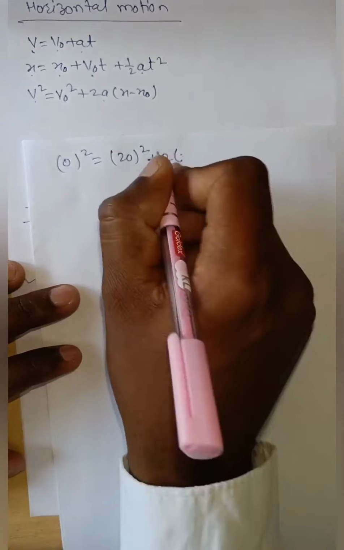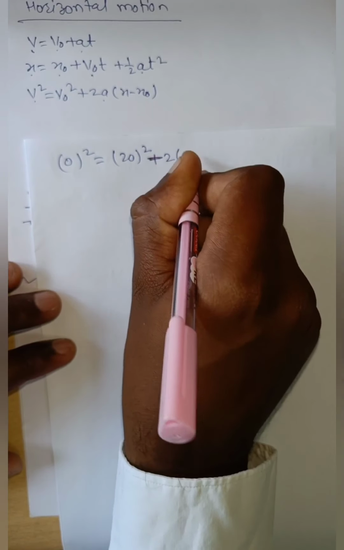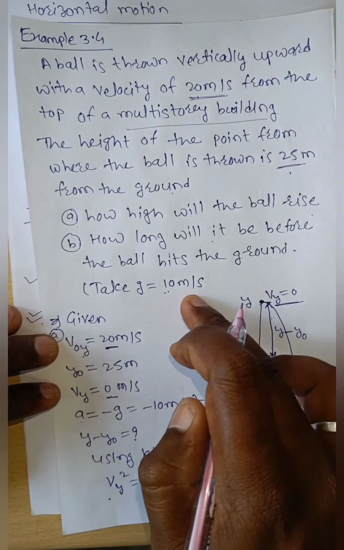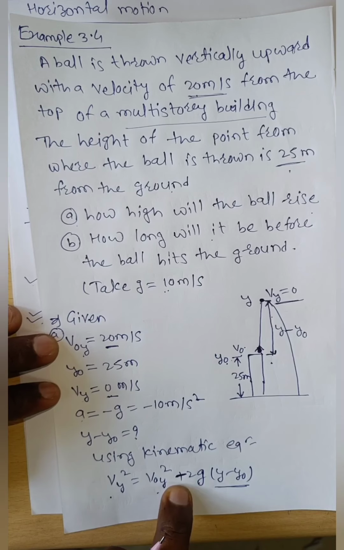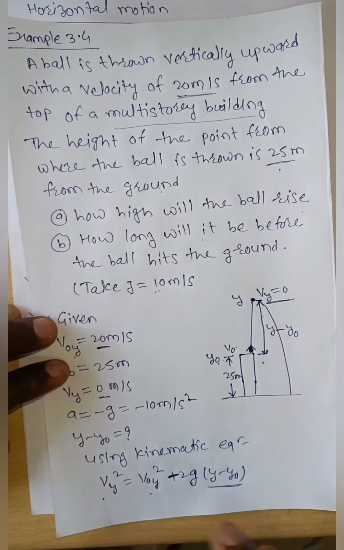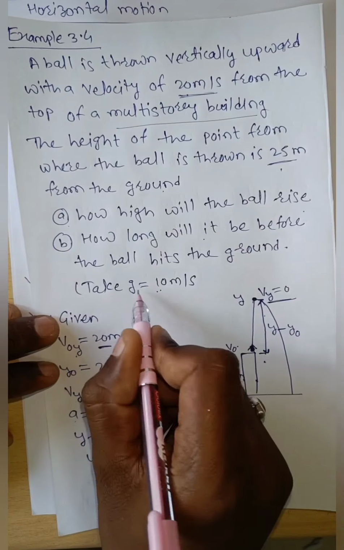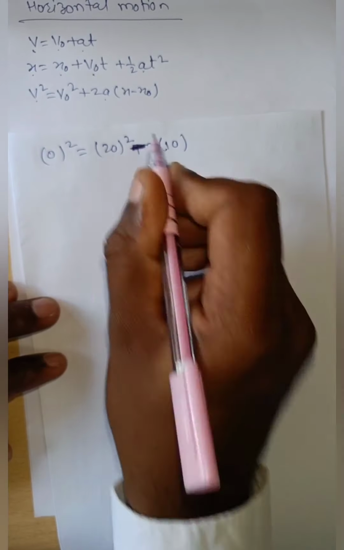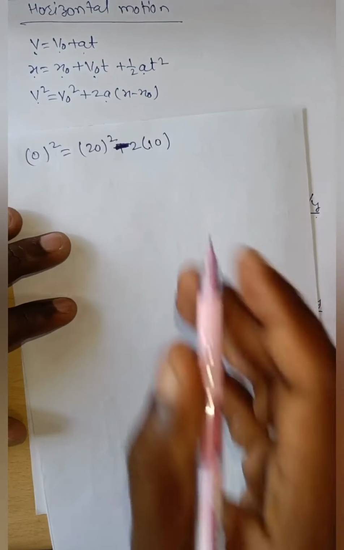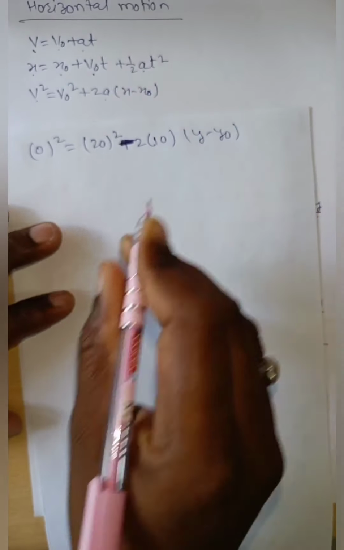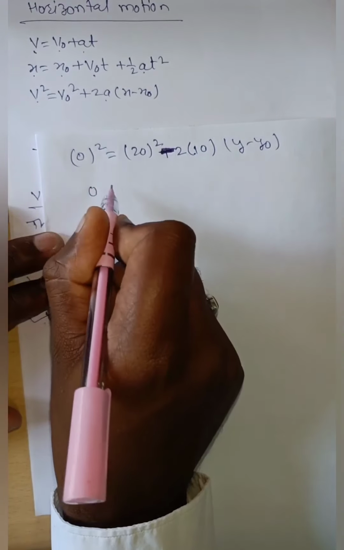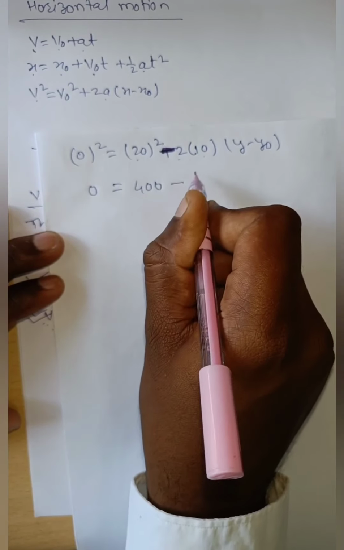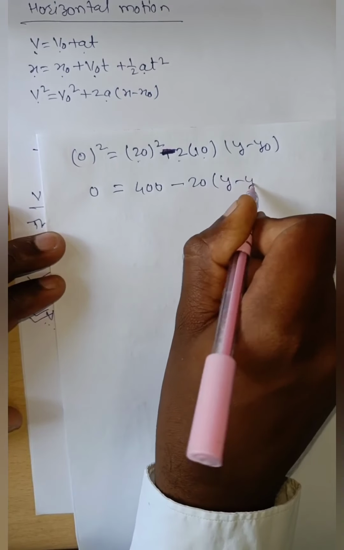Therefore minus 2 into the g value, which is 10 meters per second squared. Here the g value is already given as 10, so taking the minus, we directly put g as 10, therefore minus 2 into g into y minus y naught. Then you have to solve: 0 squared is 0, equal to 20 squared is 400, minus 2 into 10 is 20, times y minus y naught.